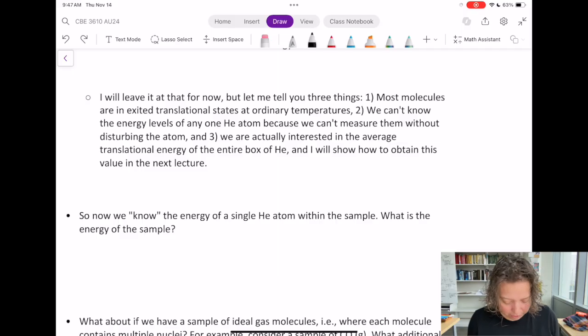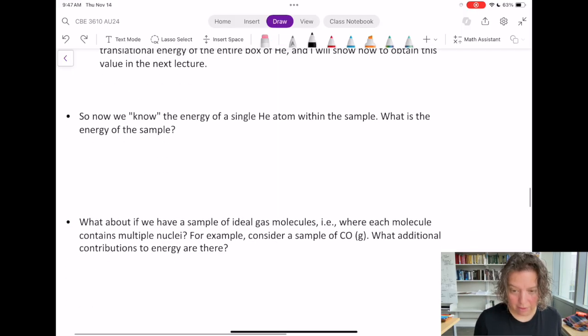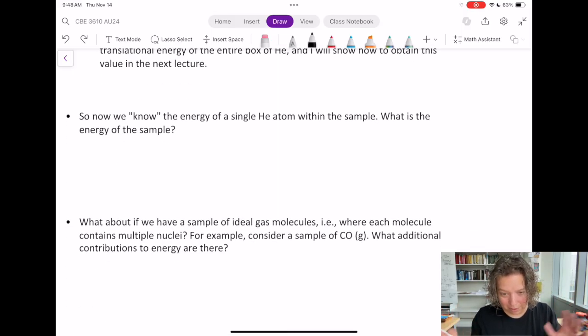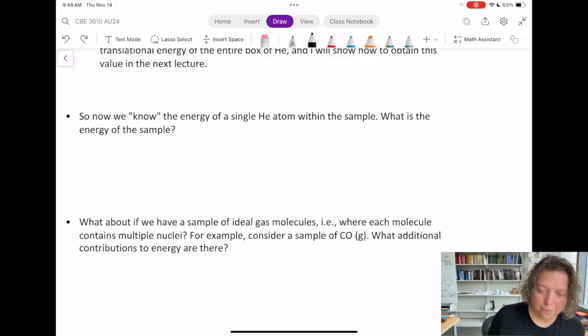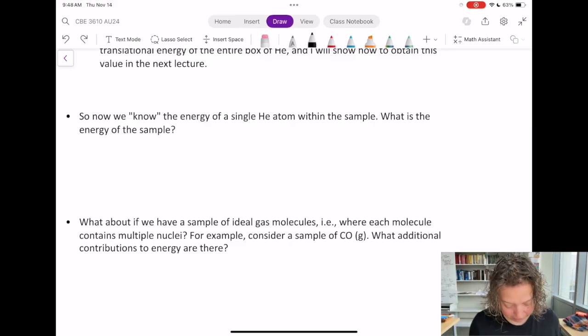Okay, so now we know the energy of a single helium atom within the sample. Well, kind of. We don't know its quantum numbers, but I'm going to leave that open. We're going to get there. What is the energy of the sample?